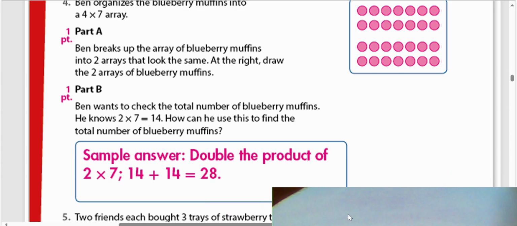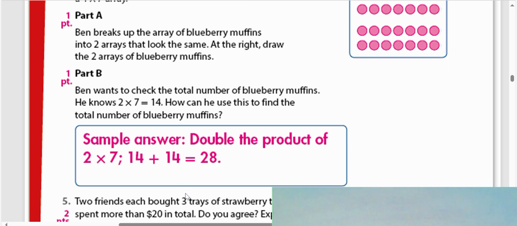Part B. Simple answer about the product: we look here at 2 rows. Each row contains 7 elements. So 2 times 7 is 14 and here 2 times 7 is 14. 14 plus 14 equals 28. The result answer will be 28.